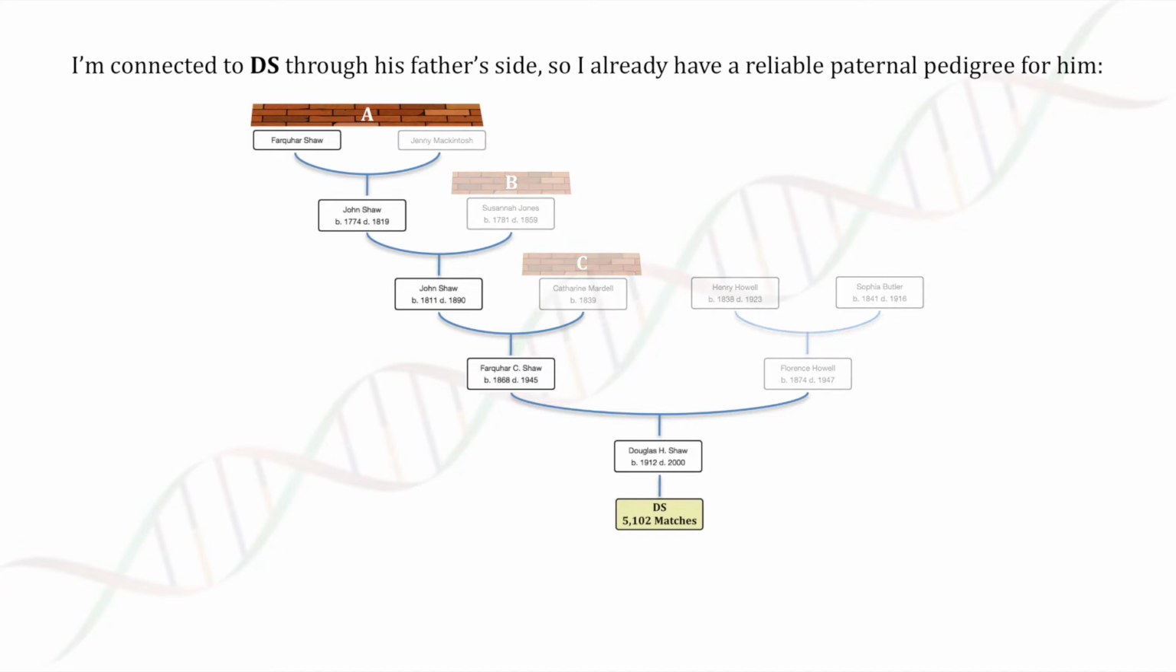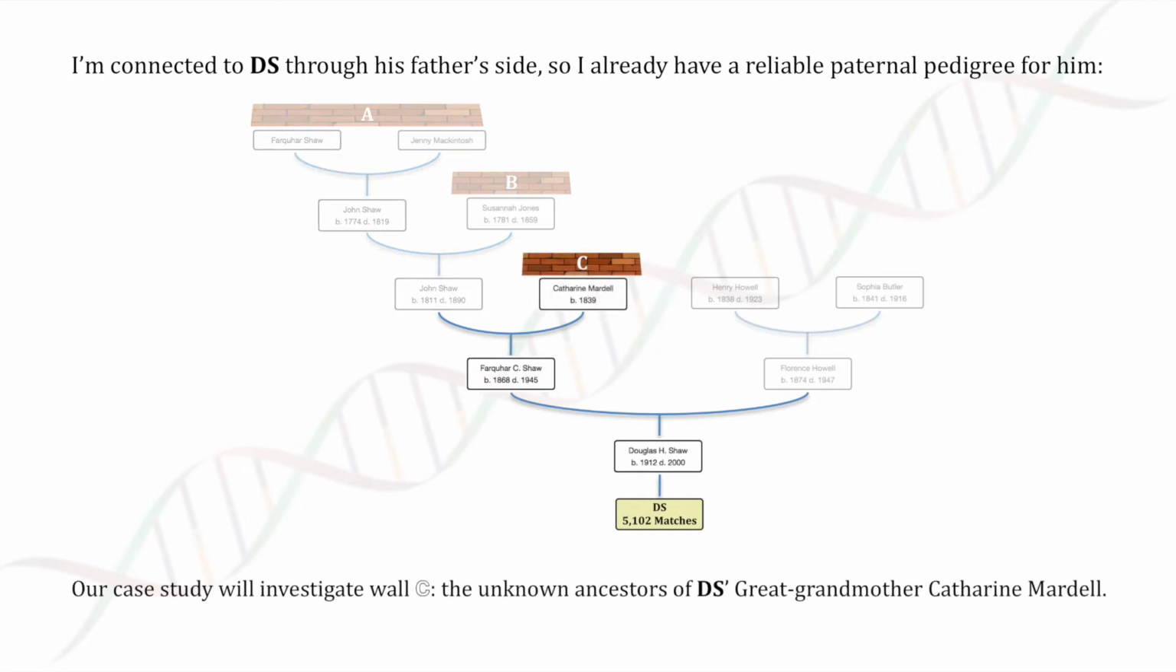In the case of wall A, even Y-DNA tests have failed to yield actionable insight as to how this family's Shaw line might be connected to the ancient Scottish clan or to any other pedigree. Our case study will primarily investigate wall C, the unknown ancestors of DS' great-grandmother Catherine Mardell.